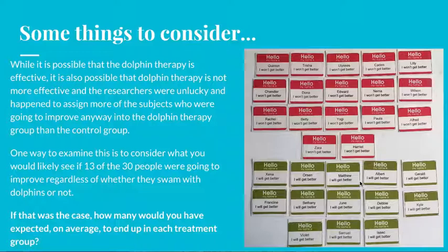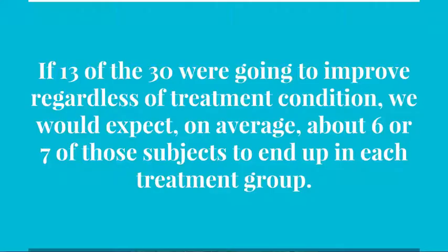One way to examine this is to consider what you would likely see if 13 of the 30 people were going to improve regardless of whether they swim with dolphins or not. If that was the case, how many would you have expected on average to end up in each treatment group? If 13 of the 30 were going to improve regardless of treatment condition, we would expect on average about 6 or 7 of those subjects to end up in each treatment group.